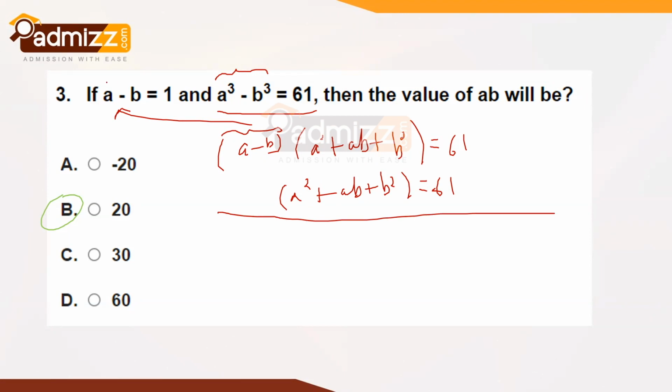Now we are also given A minus B is equal to 1, right? A minus B is equal to 1. So what we do in this case is we square on both sides. We square on both sides.